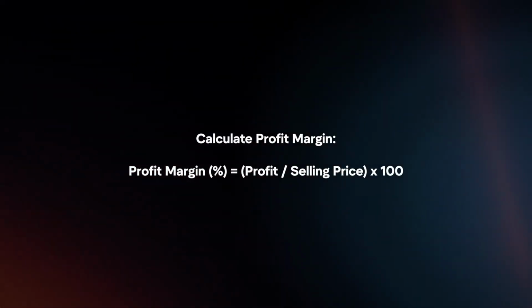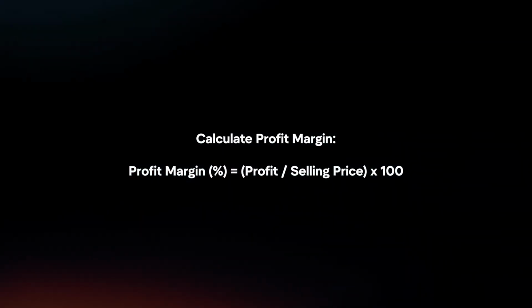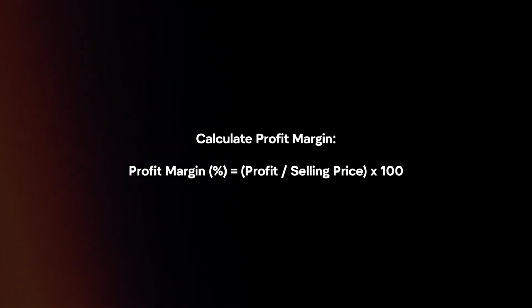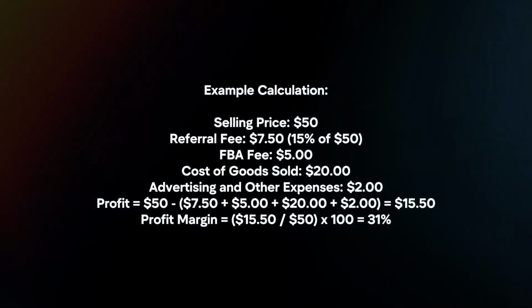Calculate profit margin. Profit margin equals profit divided by selling price times 100. Example calculation.